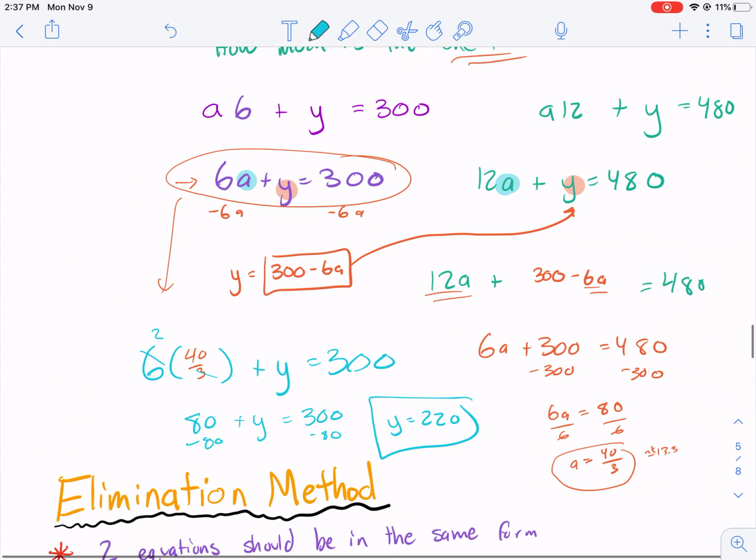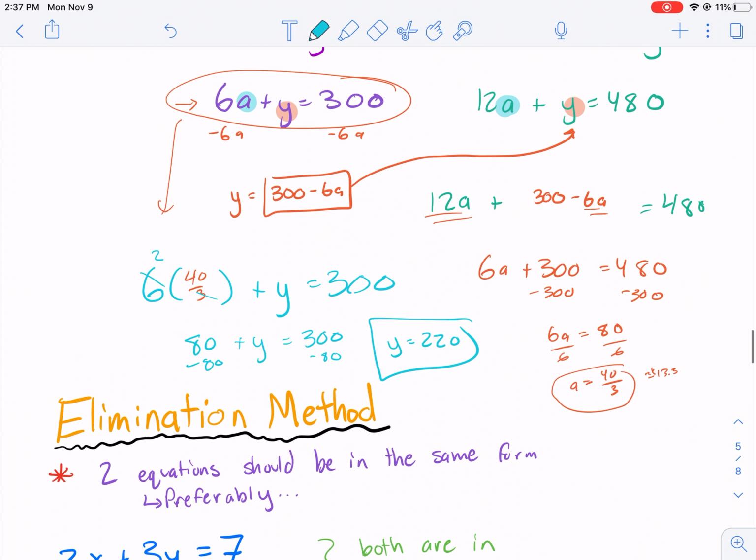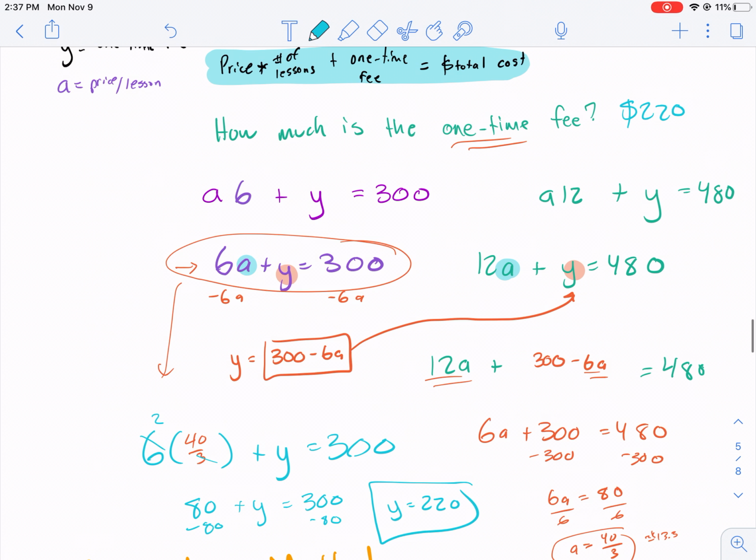So what is my upfront cost? My one-time fee is $220. And that's how you do a word problem with substitution. Stay tuned for next time when we talk about the elimination method. See you soon.